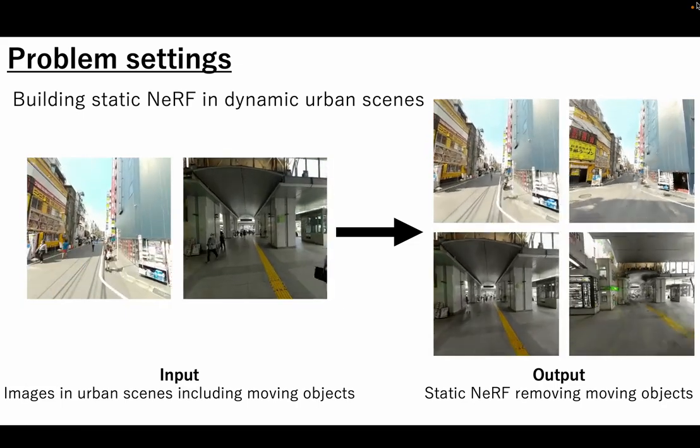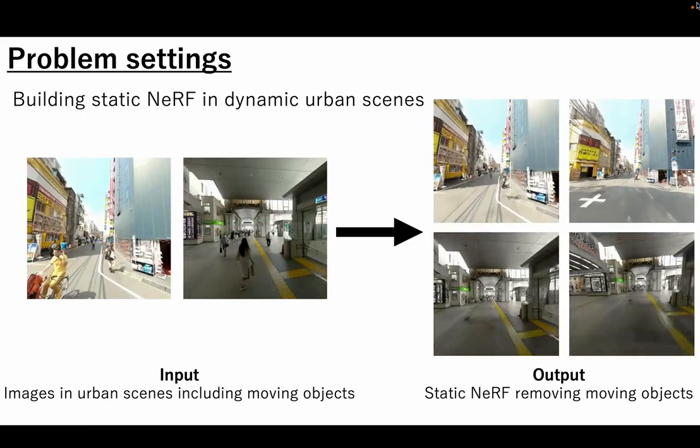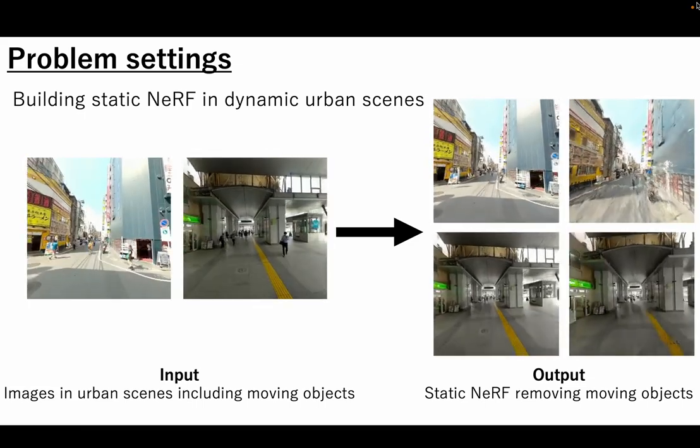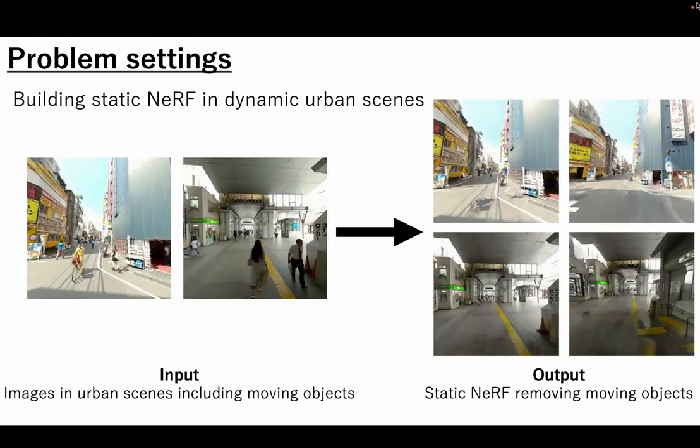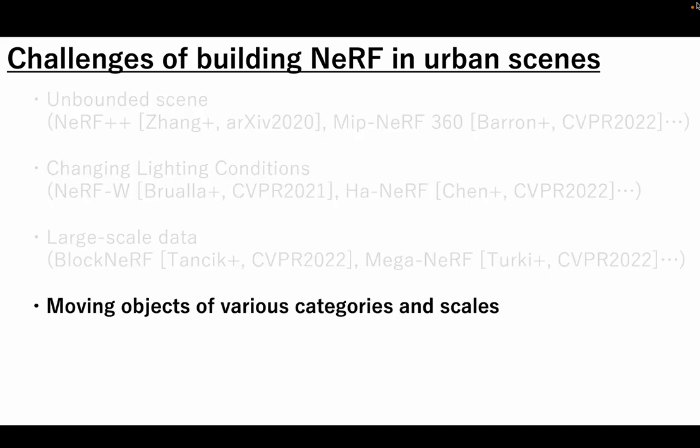Accurately rendering and reconstructing urban scenes plays a crucial role in many areas, including autonomous navigation, surveillance, and even virtual urban exploration. The challenges in reconstructing NeRF in urban scenes are diverse, including unbounded scenes, changing lighting conditions, large-scale data, and moving objects of various categories and scales. In our work, we focus on tackling the issue of moving objects of various categories and scales, a challenge that has not been resolved in existing research.